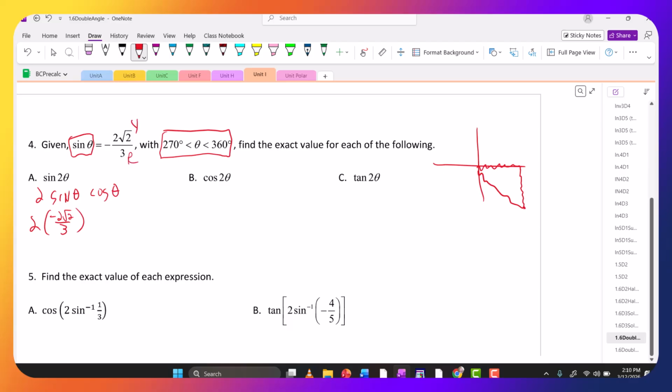Y over r. So r is 3. Negative 2 root 2, and then I'm not writing the Pythagorean theorem anymore. I quit. 2 squared is 4. A negative squared is a positive. That's why I ignore it. 2 squared is 4. Root 2 squared is 2. 2 times 4 is 8. 3 squared is 9. What's 9 minus 8? What's the square root of 1? That's real easy. And the fact that we're in quadrant 4 from those directions means that 1 is positive. So cosine is 1/3. Nice.